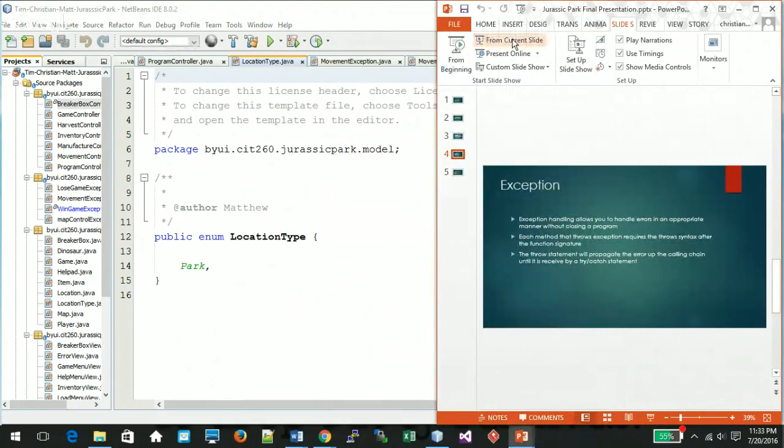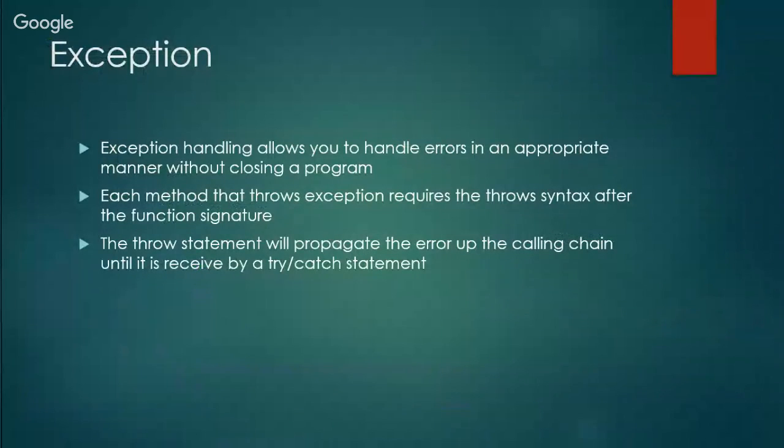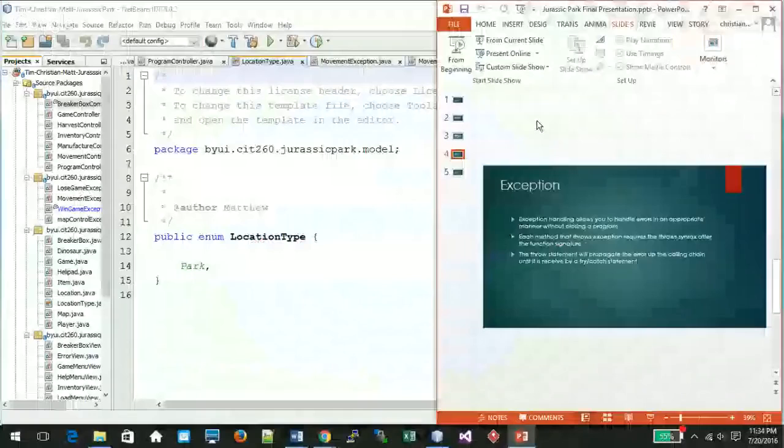Now, I'm going to be explaining a little bit more about exceptions. Exception handling allows you to handle errors in an appropriate manner without closing a program. Each method that throws an exception requires the throws syntax after the function signature, and the throw statement will propagate the error up the calling chain until it's received by a try and catch statement. And I'm going to give an example about this.